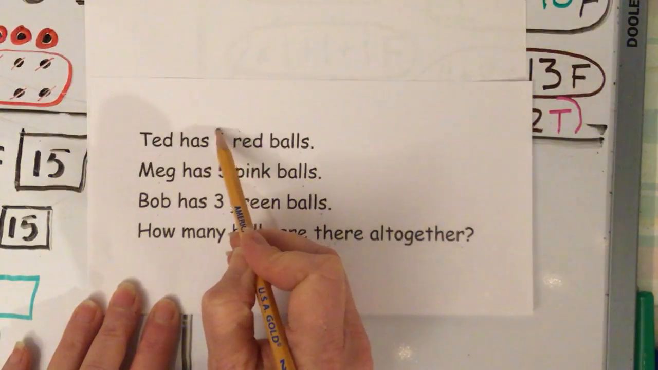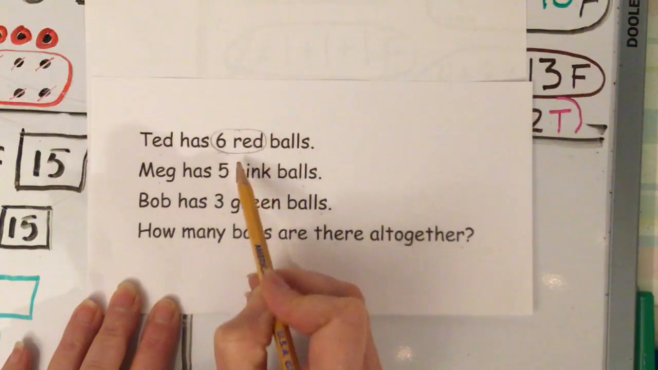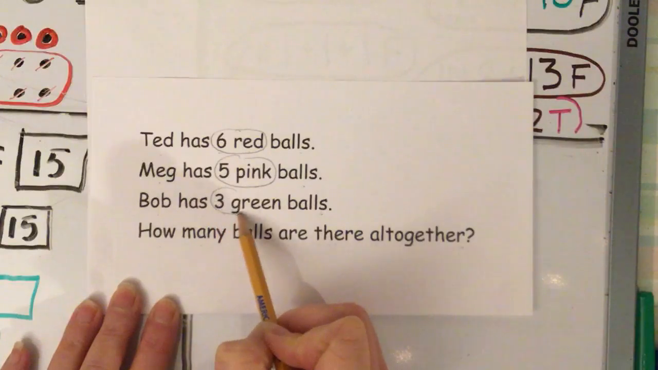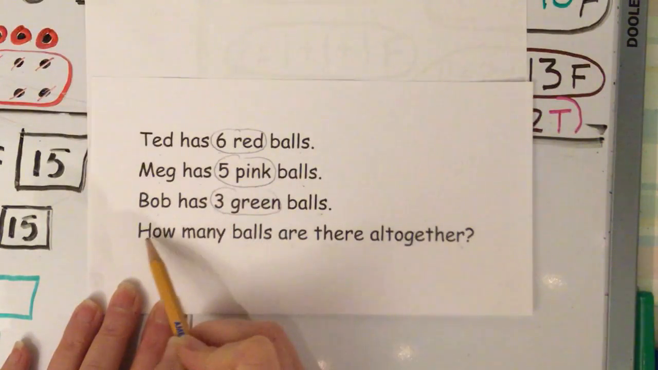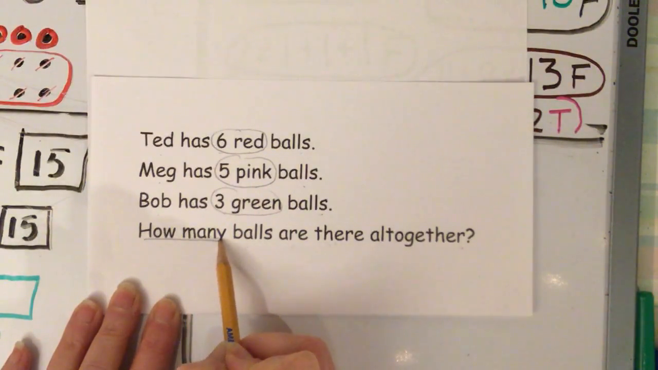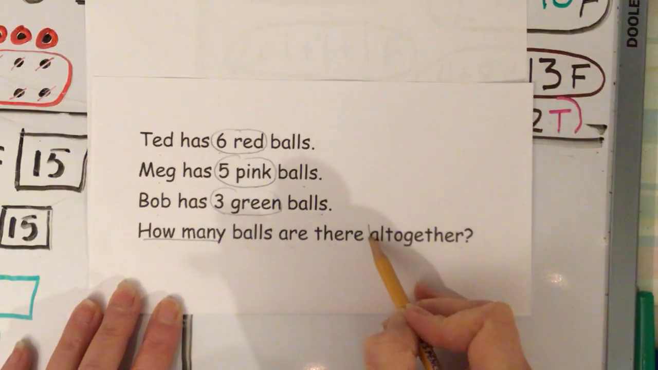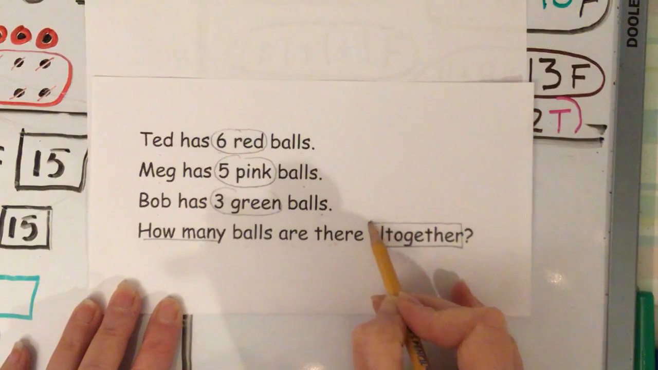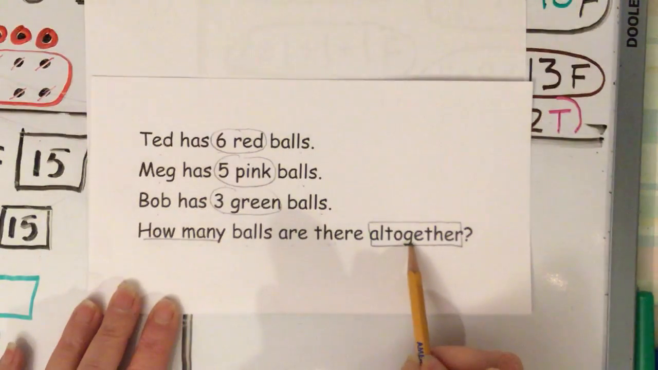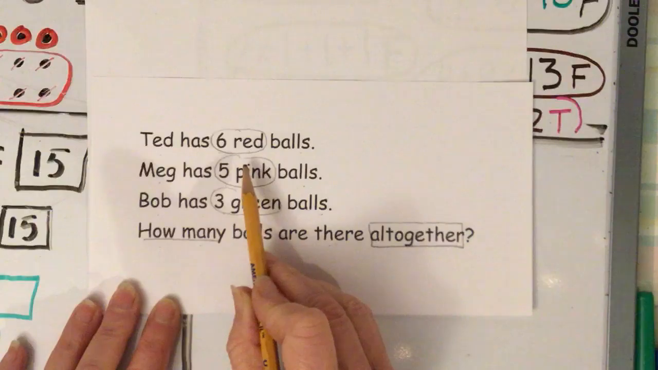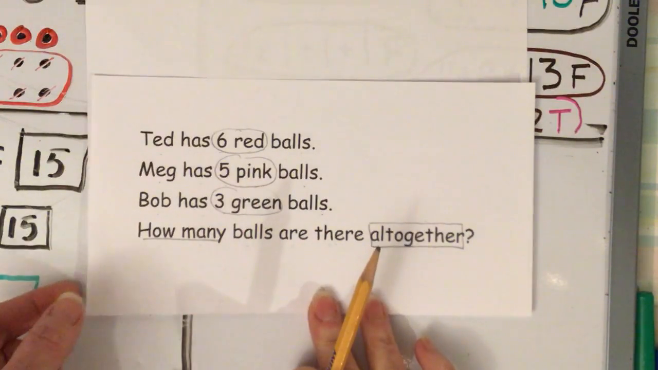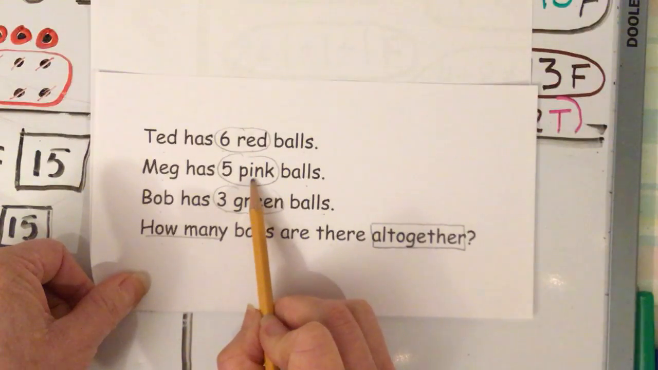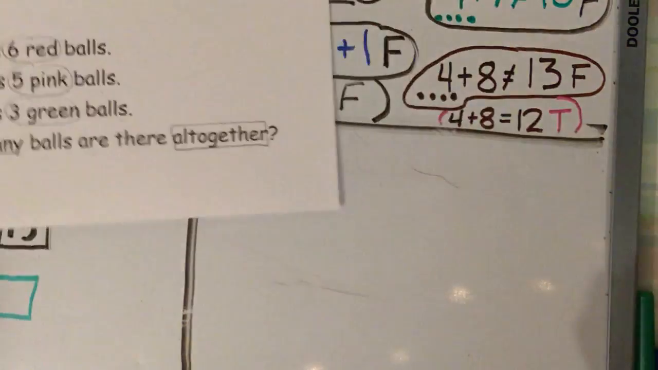I'm going to circle my data. 6 red, 5 pink, and 3 green. I'm going to underline my question, how many? And I'm going to put a box around my operation. It tells me all together is adding. How many all together? Let's go ahead and write an equation. We'll write 6 plus 5 plus 3.